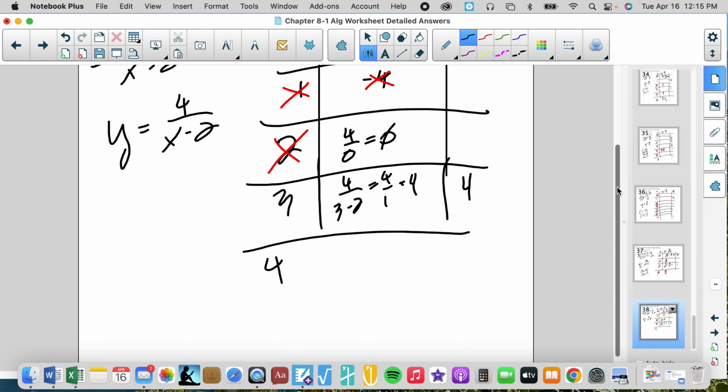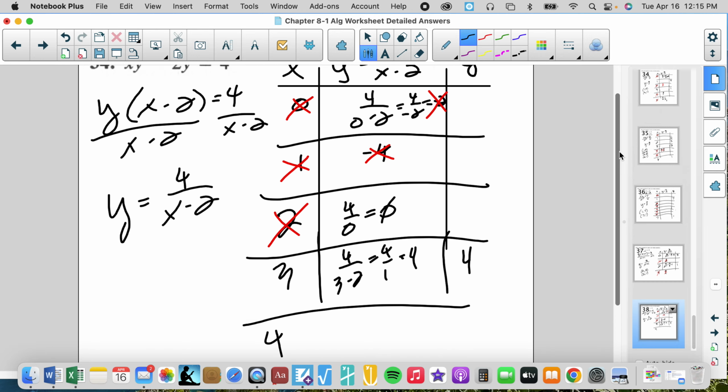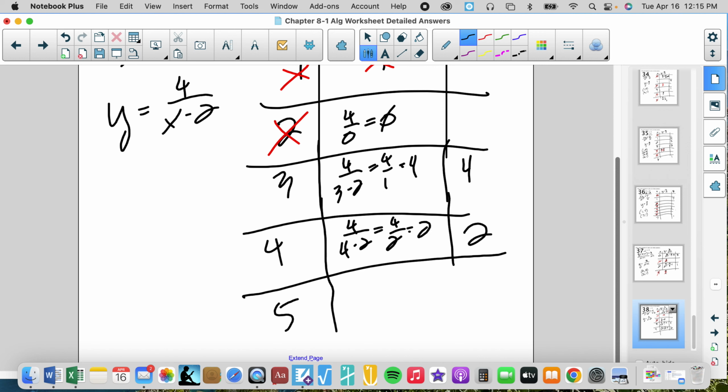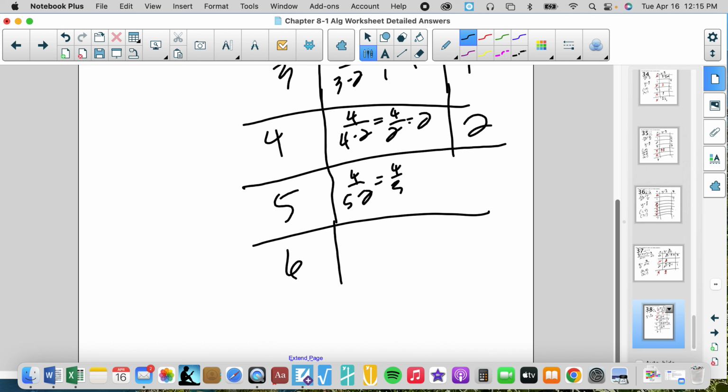4, oh, yes, sorry. Just do it, Mr. Max. Stop guessing. That's 2, that's okay. 5, probably not. 4 over 5 minus 2 is 4 over 3, no. 6, yes. 4 over 6 minus 2 is 4 over 4, which equals 1, that works. That's a yes, that's a yes, that's a no.